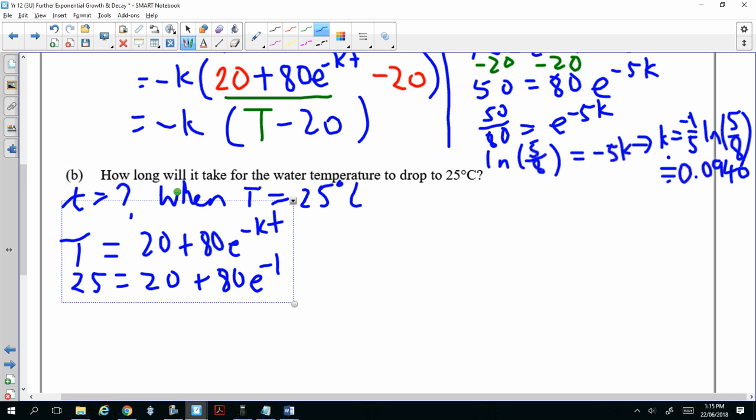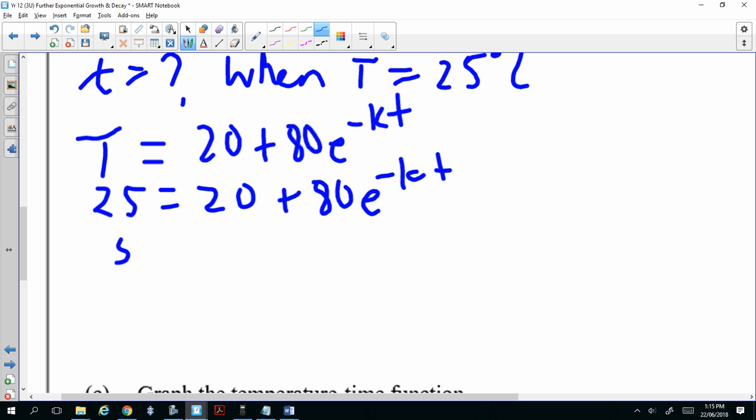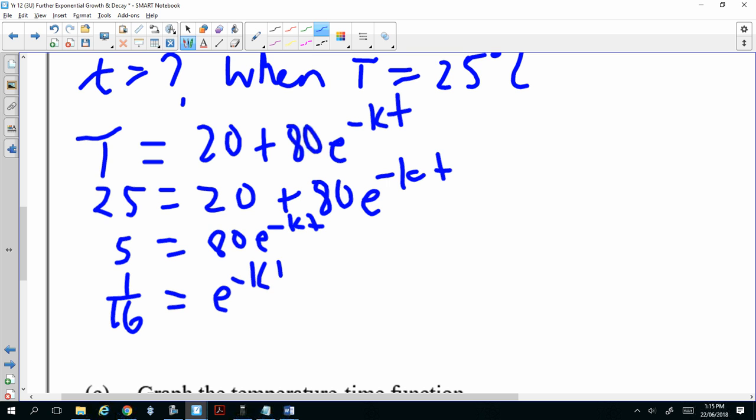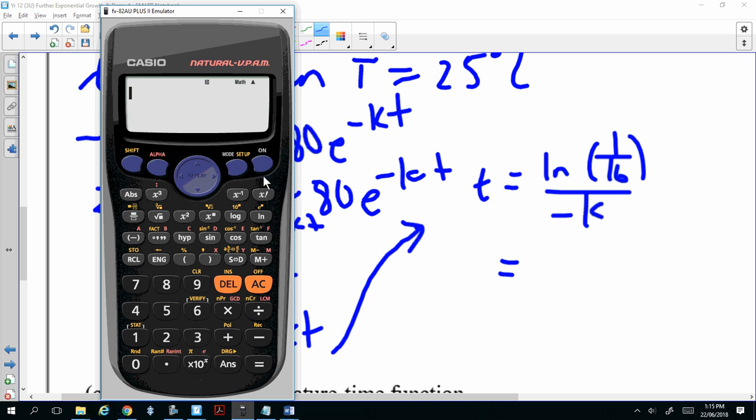Okay, all right, do that. So you just do the same steps as before when you find k. So subtract both sides by 20, you get 5, and then divide by 80, so you get 1 over 16. Remember you're finding t, so you get ln 1 over 16 equal to negative kt. Going back there, we get t equal to ln 1 over 16 divided by negative k. Use a calculator. So we do ln 1 divided by 16, close bracket, divide by negative A, like this. I've got k stored into A.